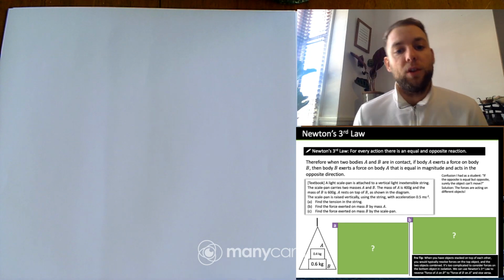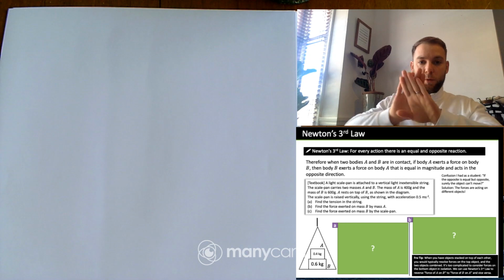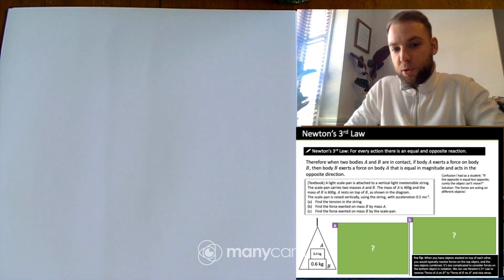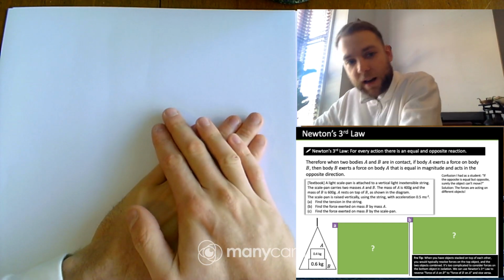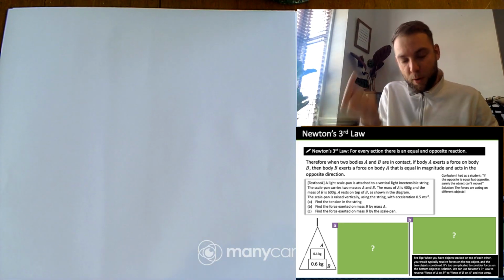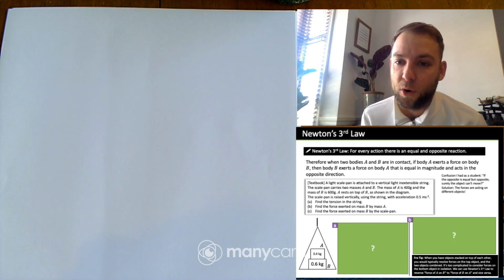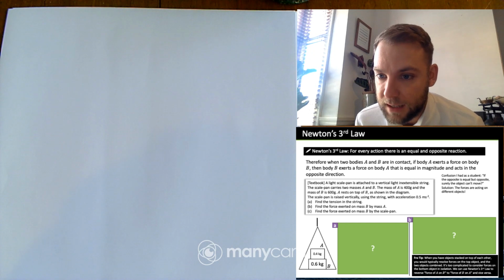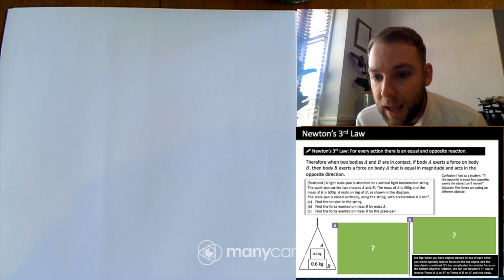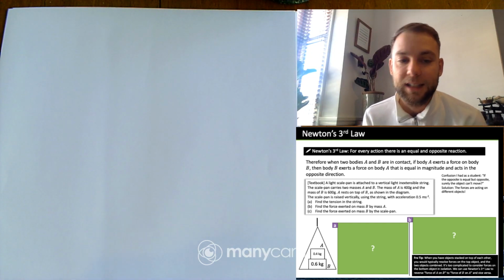So Newton's third law is that every action has an equal and opposite reaction. We spoke about this when we were pushing on that wall, and I was saying, as I'm pushing through the table here, why am I not falling through the table? The reason is that the table's pushing back up on me. So when two bodies are in contact, if body A exerts a force on body B, then body B exerts a force on body A that is of equal magnitude and acts in the opposite direction.